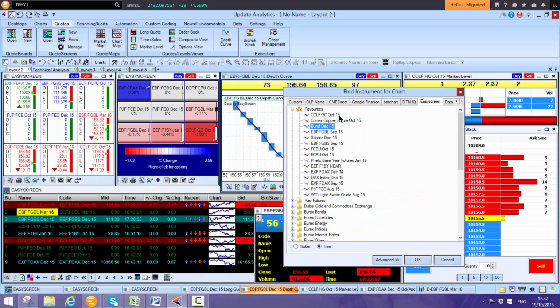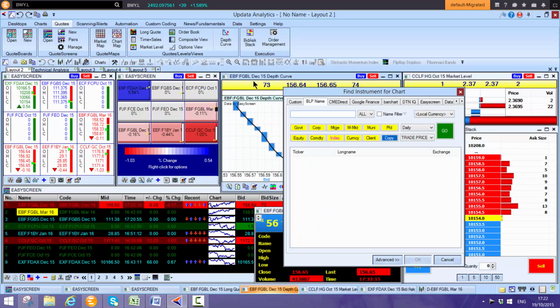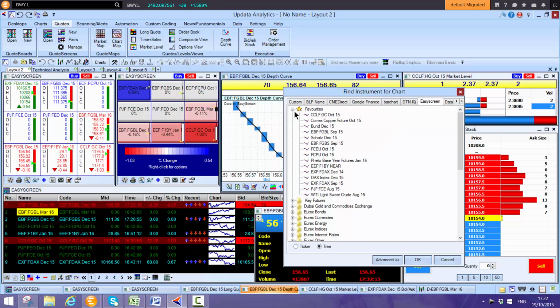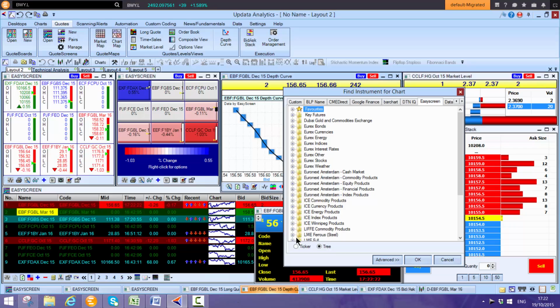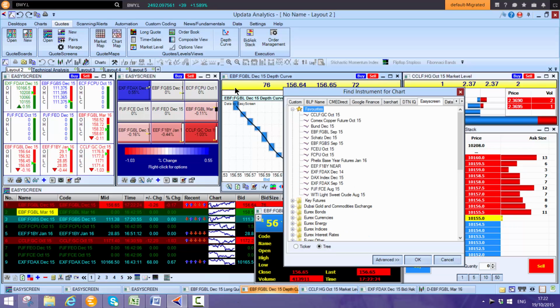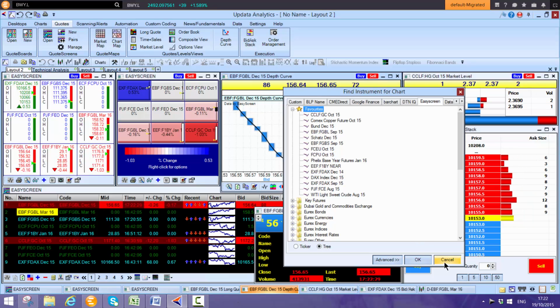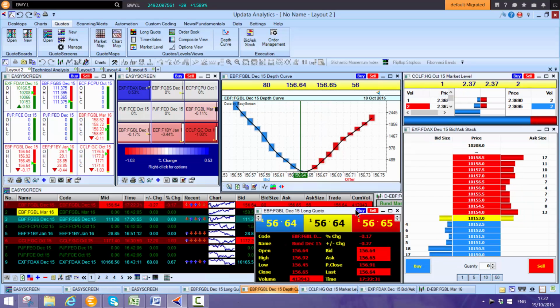And if you want to look at the charts or trees in Updata, this is where you'd go. So you can type in your Bloomberg ticker, all the feeds or services that you're running. So here we see Easyscreen, and these are all the market centers that are available on Easyscreen, and that just means you can go through to charting these instruments. So this is just a quick demo of how you would use it, and there's a whole series.